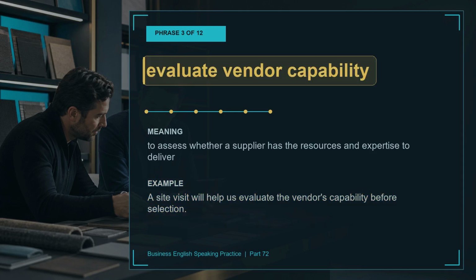Capability includes people, technology, capacity, quality systems, and financial strength. Evidence is more reliable than promises. Use this phrase during supplier qualification and due diligence. Now repeat. Evaluate vendor capability.